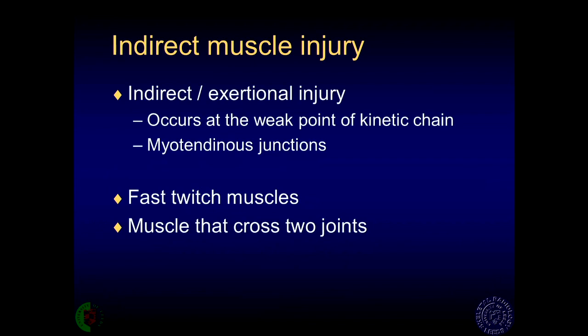So indirect muscle injury, we're just going to move on to that a little bit. This occurs at the weak point of the musculotendinous chain, at the myotendinous junction. It tends to affect fast-twitch muscle fibers, so the hamstrings and the quadriceps are the commonest. And it tends to affect muscles crossing 2 joints more than single joint-crossing muscles.